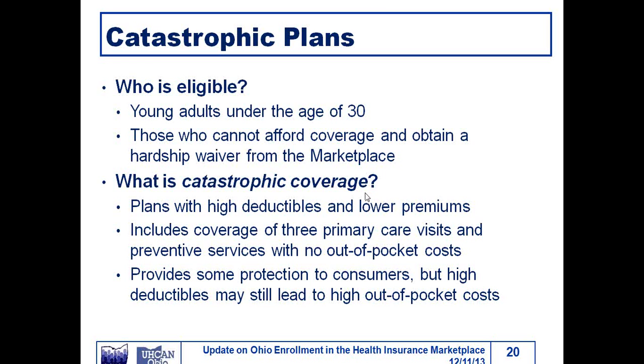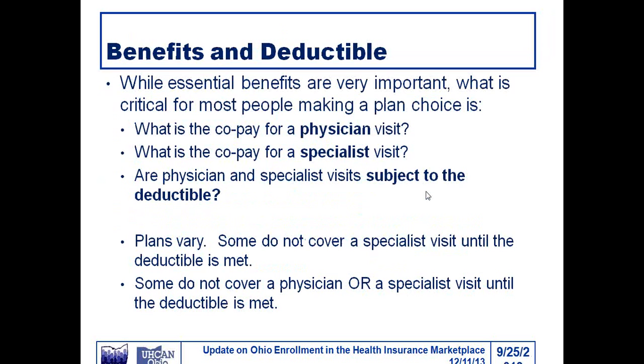And so what is catastrophic coverage, regardless of my age? It's plans with very high deductibles and lower premiums, but it does include coverage for 3 primary care visits and preventative services with no out-of-pocket costs. So it provides some, which is good, that everybody should get that. And it provides some protection to consumers, but with the high deductibles, if you really need to use that insurance, you're going to have some pretty high out-of-pocket costs.